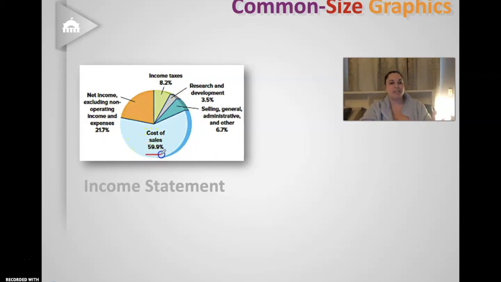See, in this case, almost 60% went to cost of sales. This orange part right here is how much I got to keep as net income. So that's a pretty nice little chunk. And then where all of my other money went.